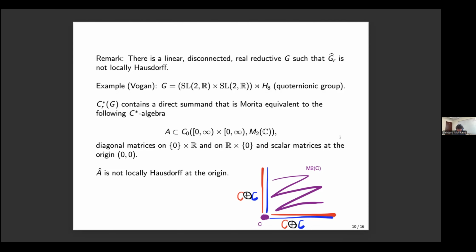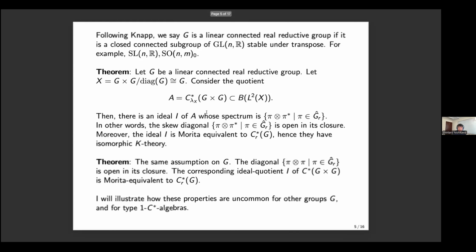So, long story short, where was the theorem? For linear connected real reductive groups, you have this ideal, which is pi tensor pi star or pi tensor pi, whichever you like. This is a canonically defined ideal, and that's equivalent to saying the spectrum is locally closed. And moreover, that's Morita equivalent to the reduced group C star algebra. But that's very special for linear connected reductive groups. If you go beyond a little bit, far from connected, then it's no longer true. And as we saw, this is not even close if it's not reductive.